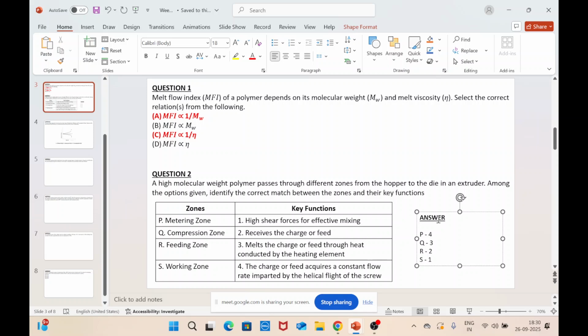I think this might be a bit confusing, so it's better to actually look at this question with the help of a single screw extruder picture. So we can take this question once again in the next class, with the picture of a single screw extruder, so that we can clearly know what the different types of zone are, where they are located, and what the functions of each zone are. Is it okay? So let's have this question for the next class as well.